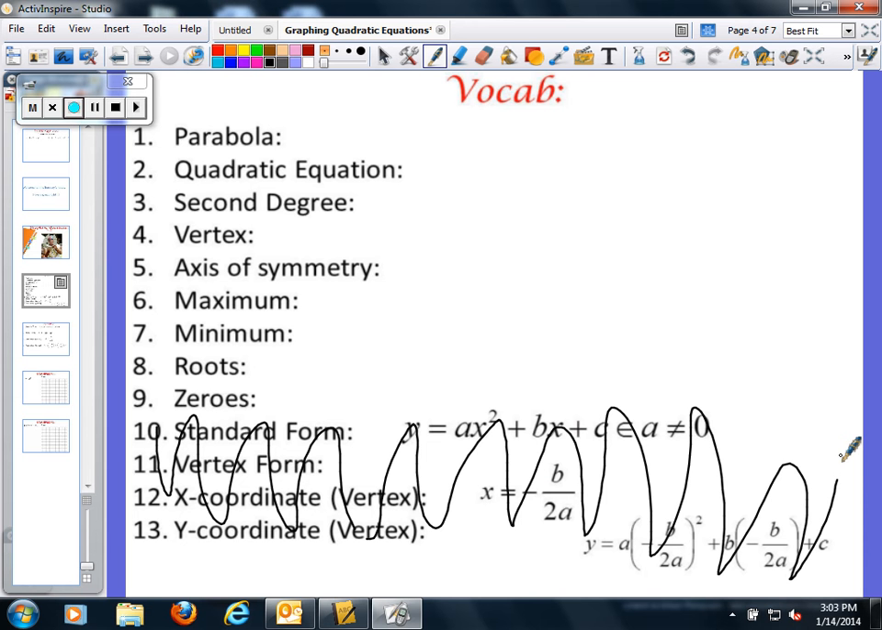Alright, these are the main vocab words that you guys are going to be responsible for. You need to write these words down and also find the definitions out of a dictionary. You're looking for the mathematical definition if you can. The first one is parabola, second one is quadratic equation, third one second degree, you have vertex, axis of symmetry, maximum, minimum, roots, and zeros. And I will actually be referring to these as we're going through the lesson, so you may be able to get some of them from what I'm saying.